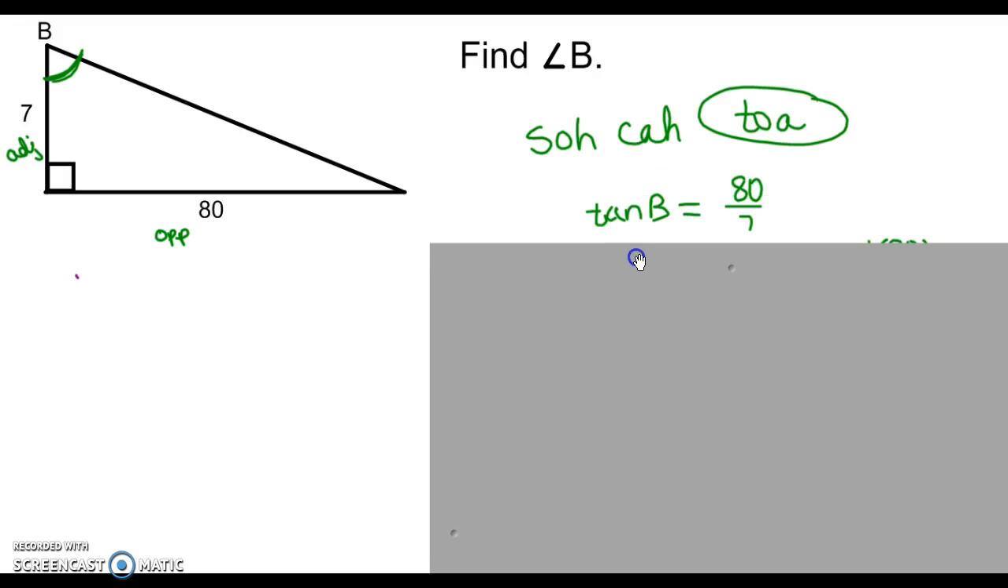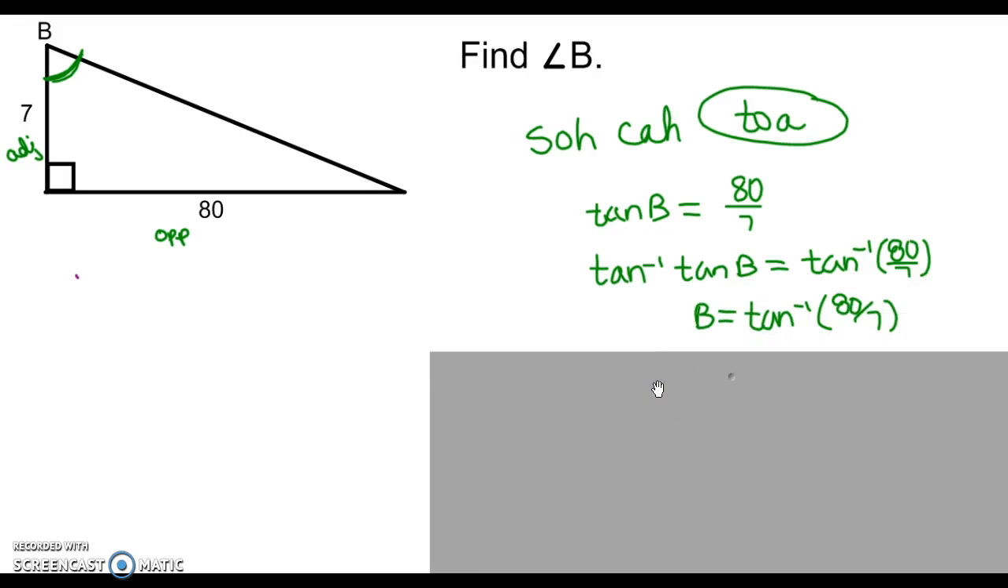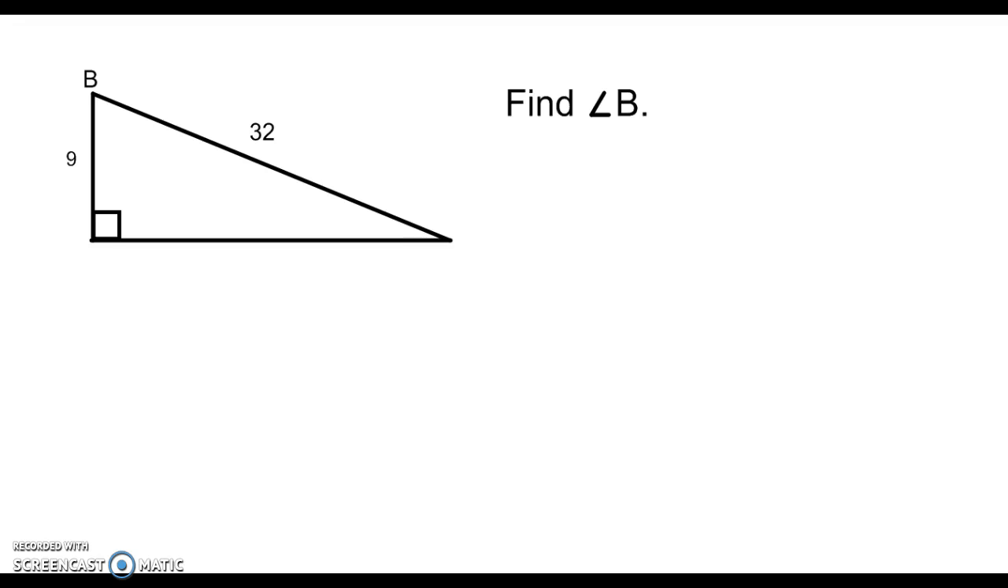So we can set it up. The tangent of angle B is the ratio of 80 divided by 7. And we're going to take the tangent inverse to both sides. So we have the tangent inverse of 80 divided by 7 is angle B. So angle B turns out to be 85 degrees. And we're going to do one more before we're done for today. So we're going to try to find angle B in this situation.